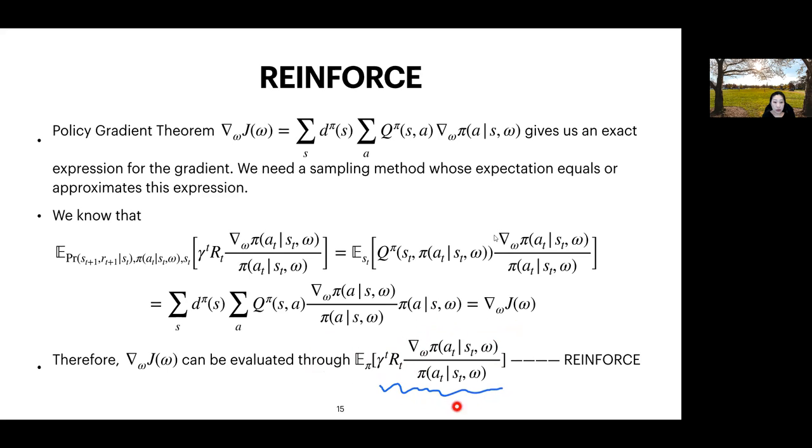Take a gradient of just the pi itself. Both are parameterized by my omega here. So now I kind of explained this, right? We don't need d pi of s because the trajectories are essentially following d pi of s, so we don't really use d pi of s. But then the q pi of s, we also don't explicitly evaluate them. We're just using returns, okay? So this is essentially the REINFORCE algorithm.